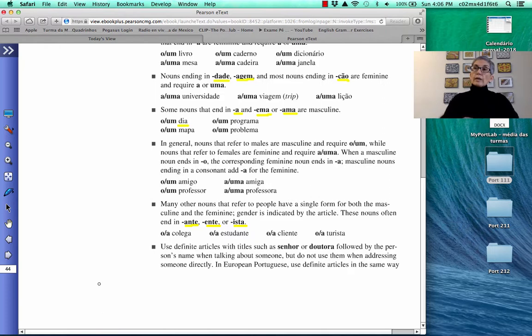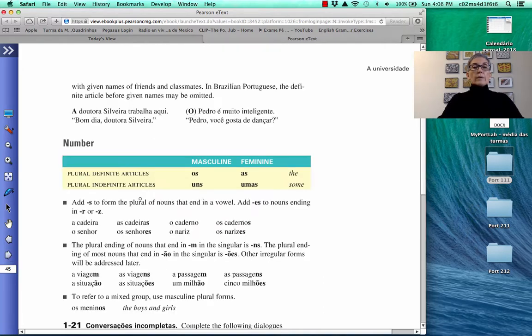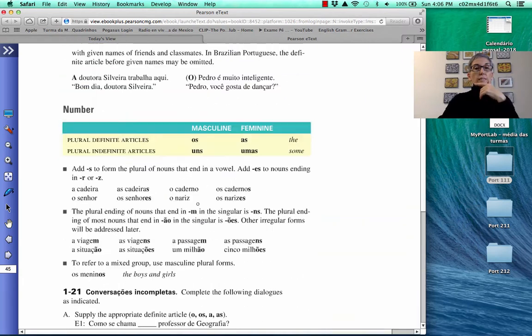But when you are talking about them, if you're saying, Dr. Andrew told me to do this, this, and that, then you're going to say, o doutor fulano de tal, okay? Told me to do this, this, and that. But when you are addressing the person, you're not going to use senhor. Well, and so, okay, this is what I just explained.